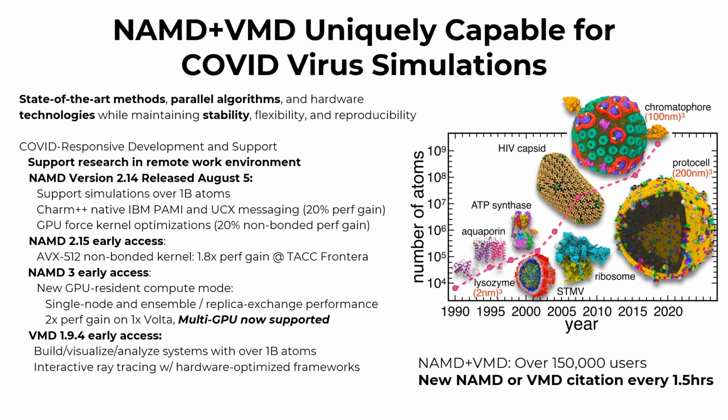Our latest NAMD advance is a new GPU resident compute mode that increases performance for single-node, ensemble, and replica exchange simulations. The new mode gives us a factor of 2 speedup on a single Volta GPU. Just this week, we've enabled multi-GPU support to further speed up simulation of replicates on tightly coupled GPU-dense node architectures like Summit. All of our CPU and GPU kernel optimizations benefit not only runs on supercomputers, but also departmental clusters and workstations as well.